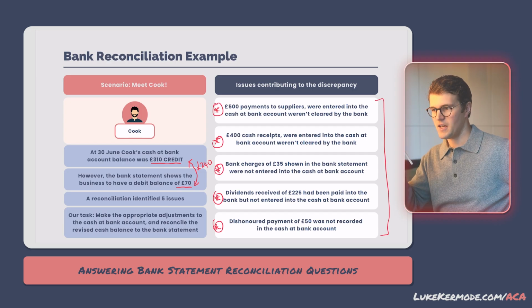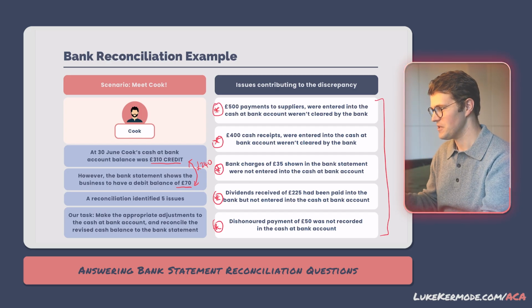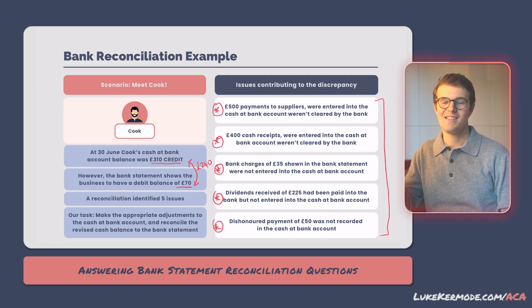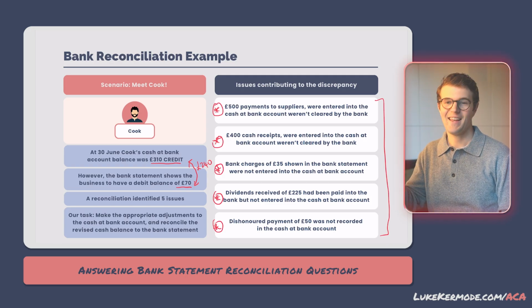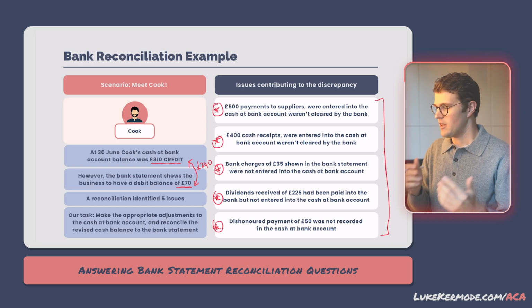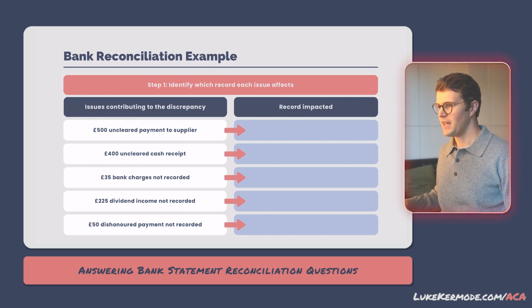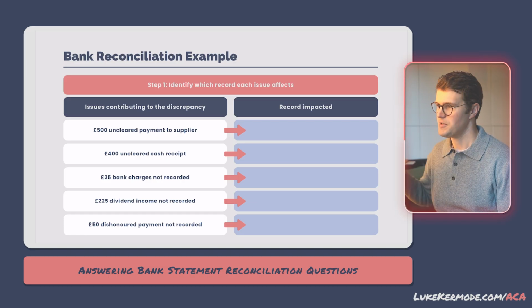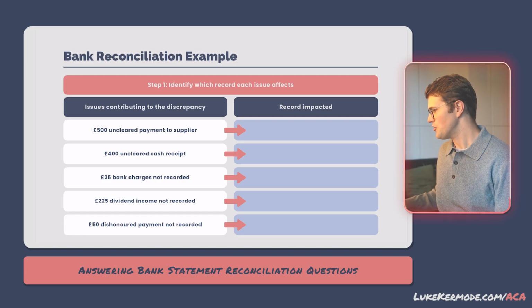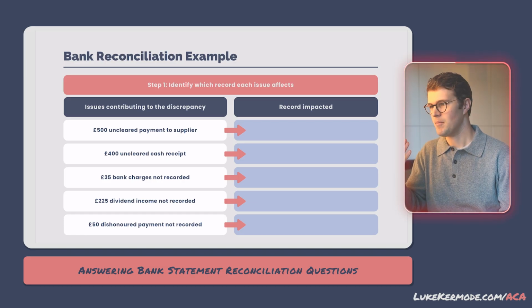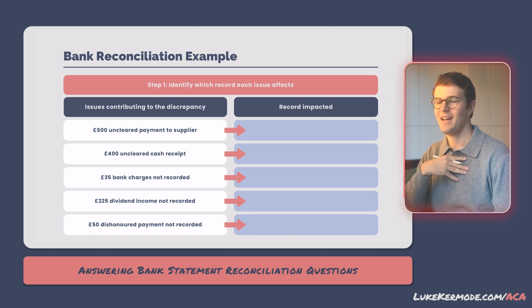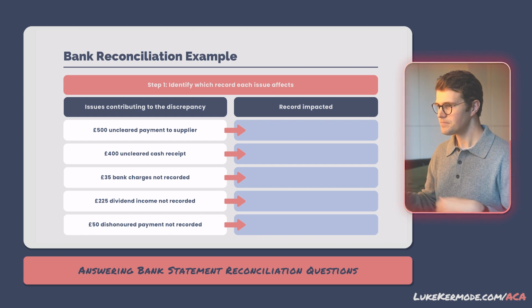So our task is going to be to update the cash at bank account balance with the necessary adjustments and then prepare a reconciliation to confirm that the corrected cash at bank account balance ties back to the bank statement. So let's begin by categorising each of the 5 discrepancies based on which record they impact, either the bank statement or the cash at bank account in the nominal ledger.